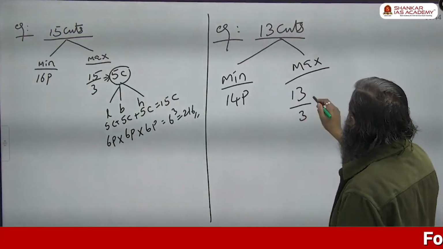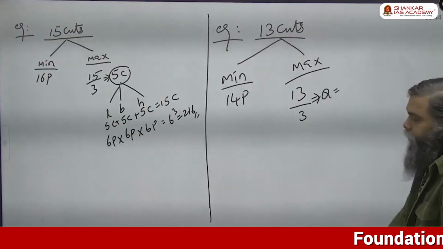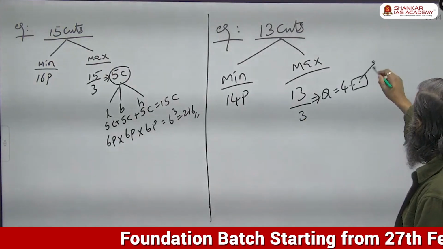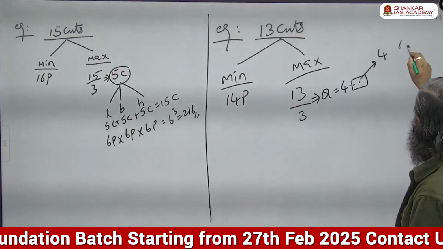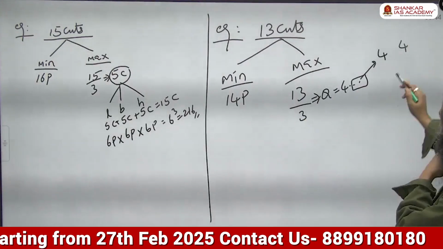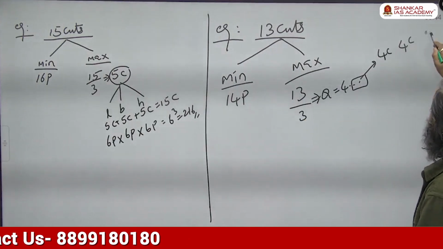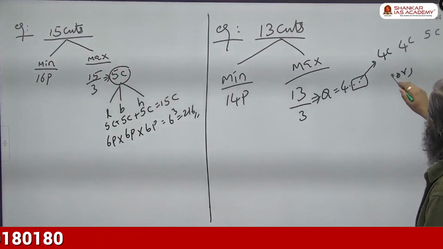13 by 3, what will you get? 4 point something. So 4, what will you take? 4 cuts. This is 4 cuts, 4 cuts, 4 plus 4 is 8. What is remaining? 5 cuts. What will you take?